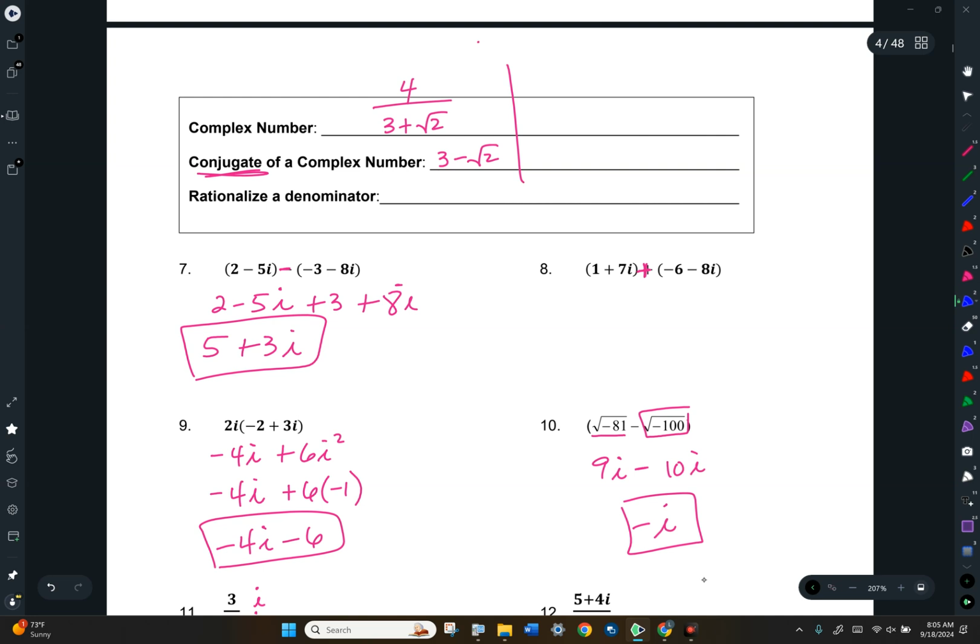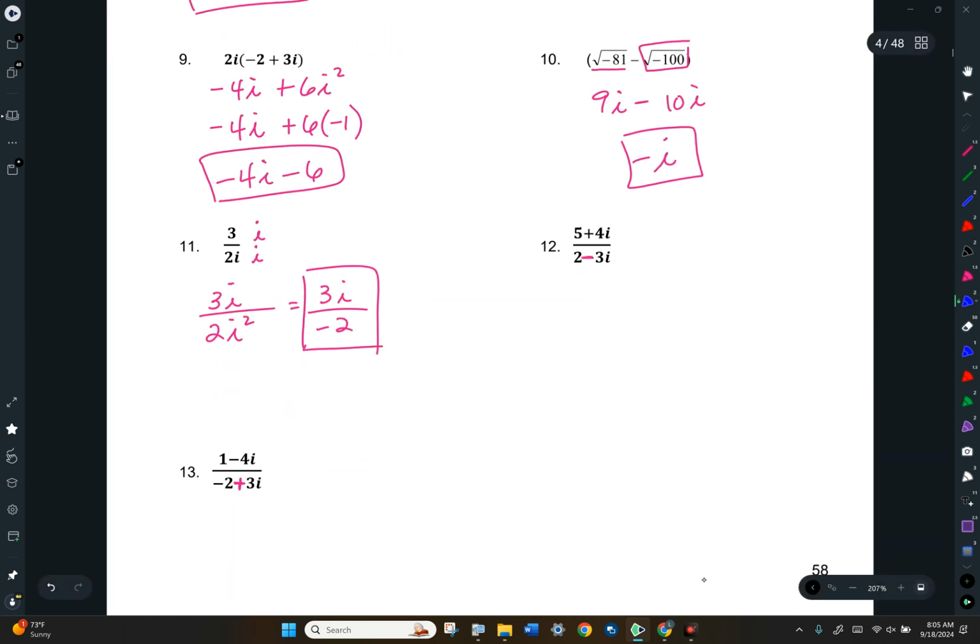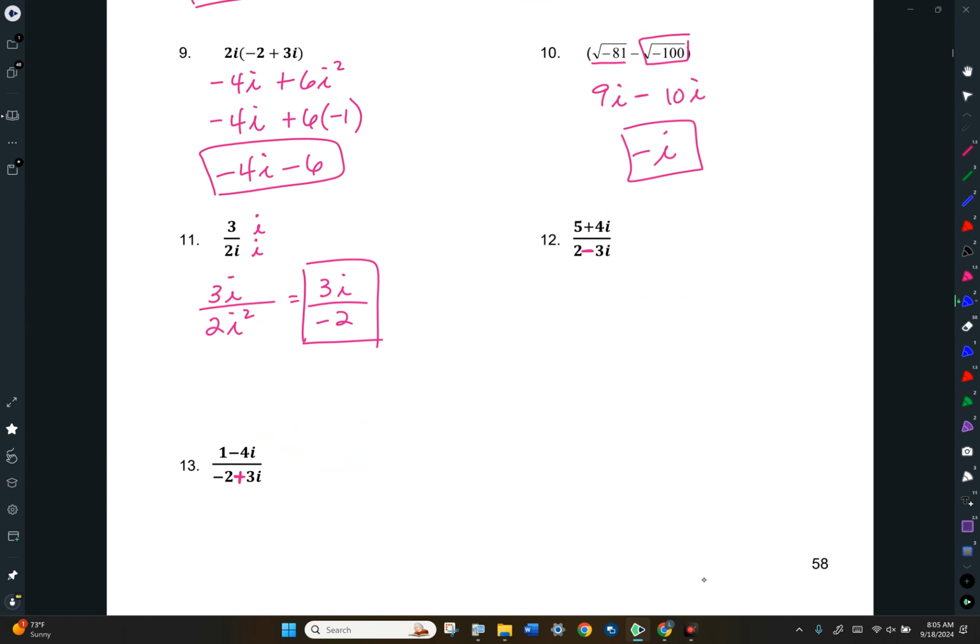So now you might have something like 5 over 3 plus i. Okay, so again, you're going to multiply by the conjugate. So you're going to multiply both the top and the bottom by 3 minus i. That's the conjugate. So let's look at number 12. I look at the denominator. Right now it's 2 minus 3i, so the conjugate would be 2 plus 3i. And I have to multiply both the top and the bottom by that conjugate.